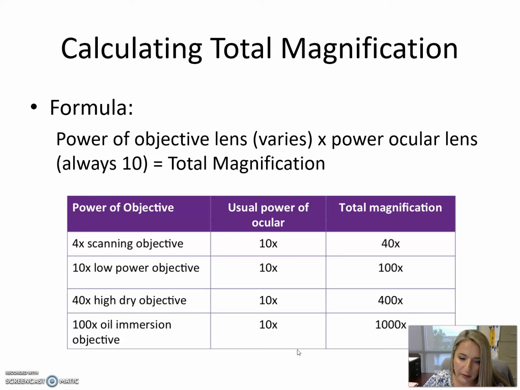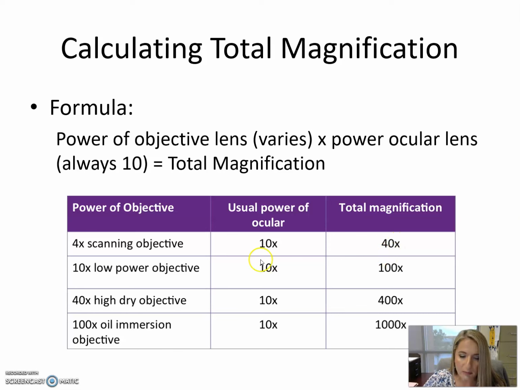To calculate total magnification, all you need to do is take the power of the objective lens, which is whatever one you have clicked into place, and then multiply that by the power of the ocular lens, which is usually a standard number, usually 10 for our microscopes. So if you are working with a microscope and you have the very first objective, the smallest objective clicked into place, it magnifies by 4. Your ocular is always a standard 10. So then your total magnification would be 40x. We always use the x as a unit of measurement for magnification.